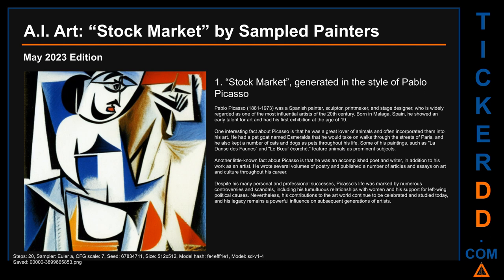Some of his paintings, such as La Danse des Fauns and Le Bœuf Écorché, feature animals as prominent subjects. Another little-known fact about Picasso is that he was an accomplished poet and writer, in addition to his work as an artist. He wrote several volumes of poetry and published a number of articles and essays on art and culture throughout his career. Despite his many personal and professional successes, Picasso's life was marked by numerous controversies and scandals, including his tumultuous relationships with women and his support for left-wing political causes. Nevertheless, his contributions to the art world continue to be celebrated and studied today, and his legacy remains a powerful influence on subsequent generations of artists.